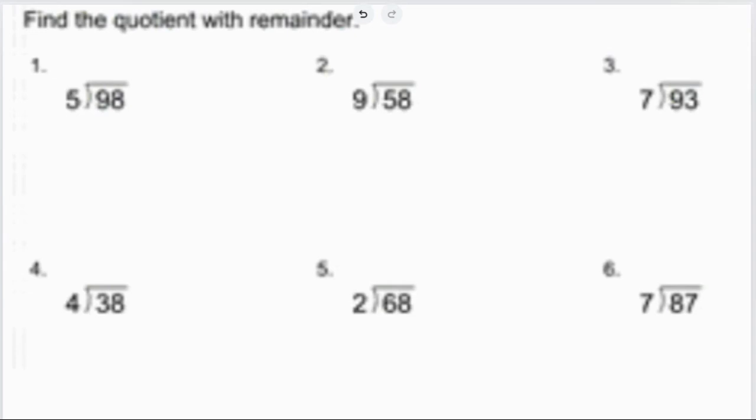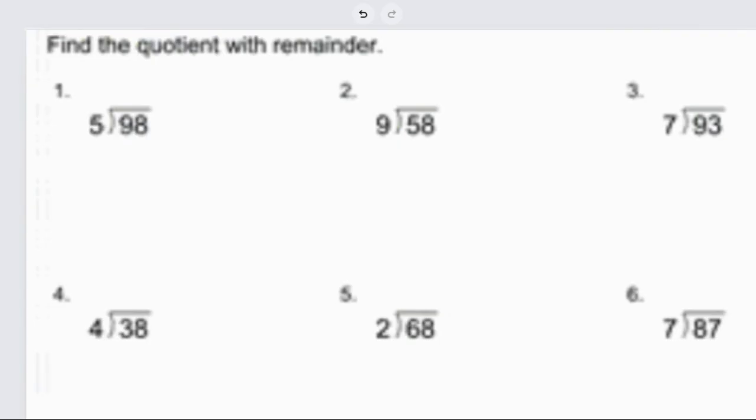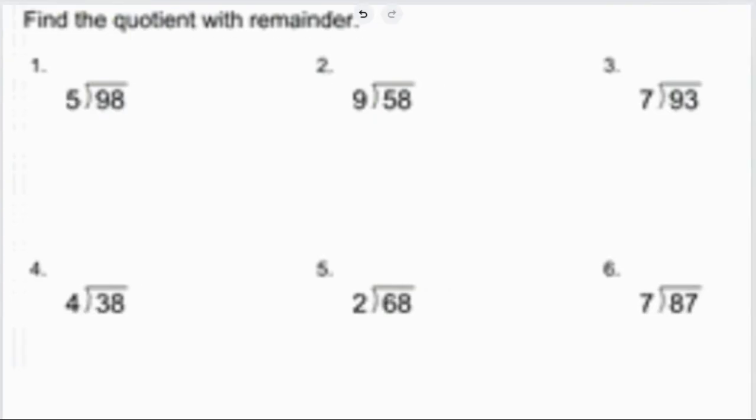Hey guys, in this video we're going to be covering division with remainders, specifically 2-digit numbers divided by 1-digit numbers. Some of these will have remainders, some won't. So this is a good idea to learn if you already know your multiplication tables and you already know some basic division. And we will be getting started with a few problems.